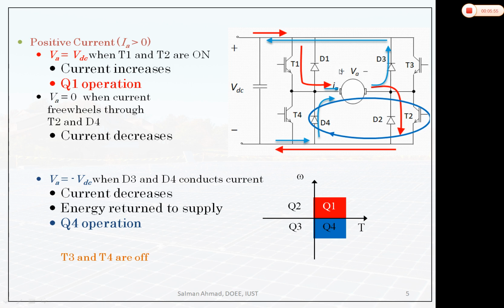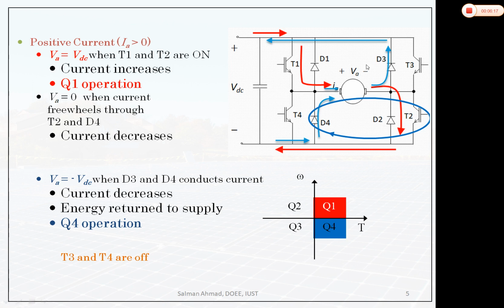So T1 and T2 are conducting the current, and that will be Q1 operation because the voltage applied across the armature will be positive, current is also positive, so the product of voltage and current will be positive. That will be the motoring operation. That means energy will be supplied from the source to the motor.